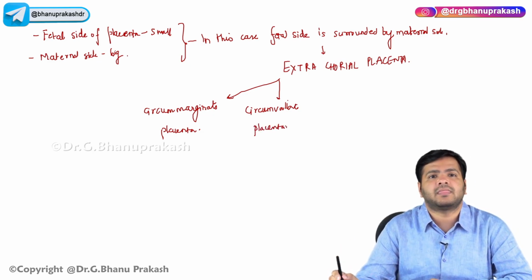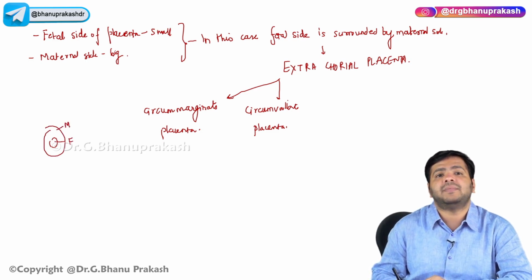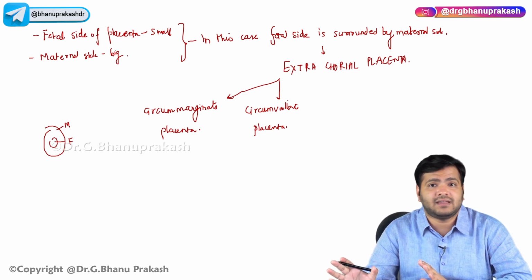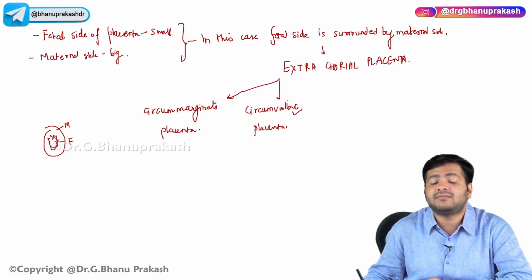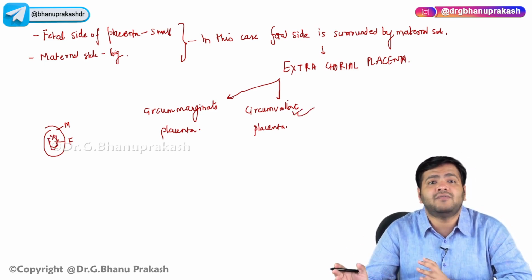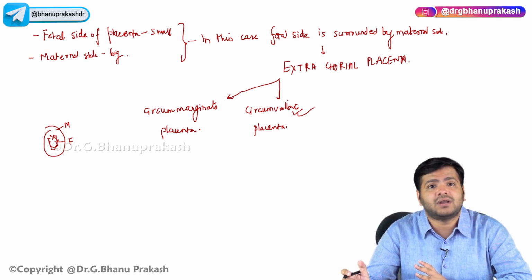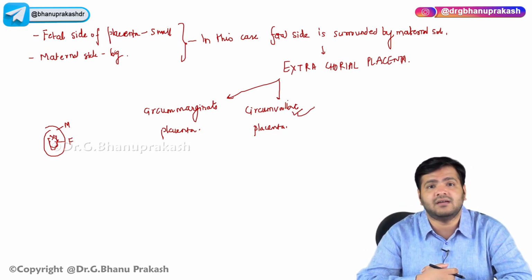Circumvallate placenta, right? The fetal side is surrounded by a maternal side. If there is a valve-like thickening in between, then it is called circumvallate. If there is no valve-like thickening, it is just a smooth part in the form of a ring, and that is called the circummarginate placenta, right?